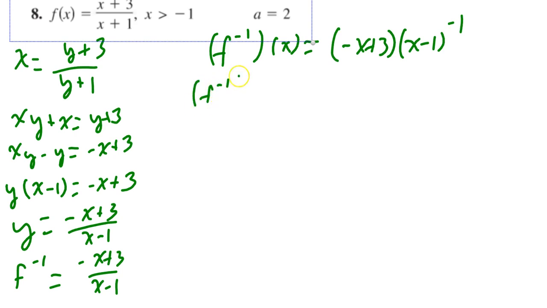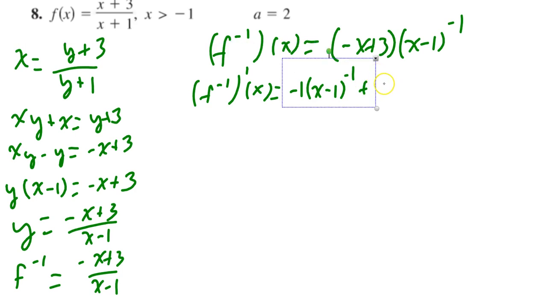I think it's easier. I find a lot of students are enjoying, shall we say, this method better. So the derivative of the first factor would just be negative 1 times the second factor, which is x minus 1 to the negative 1, plus the derivative of the second factor will be negative 1 times x minus 1 to the negative 2 power times negative x plus 3. Agreed? So that's my derivative, all right?